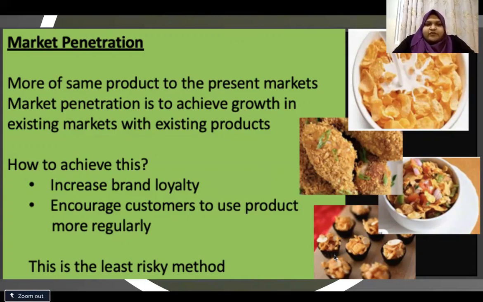As I said before, this is the least risky method. Why? Because it is the same product, you are very familiar with your own product, and it's the same customers, so you know the customers well too.